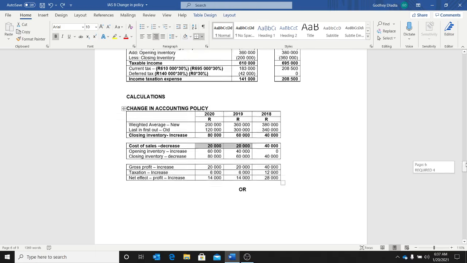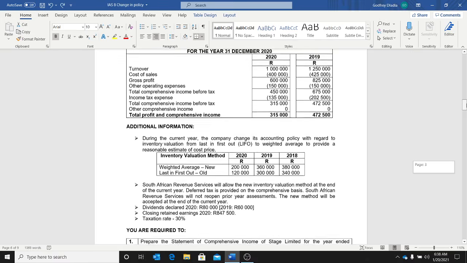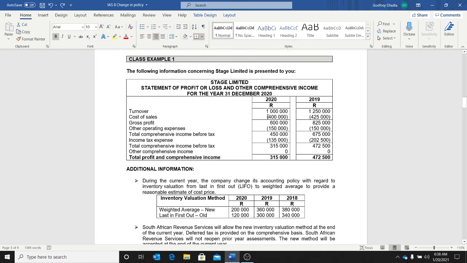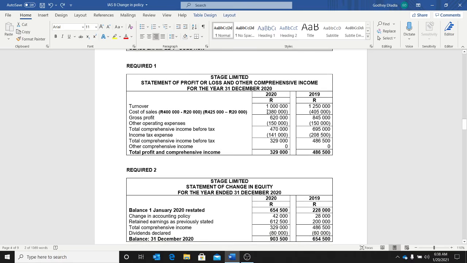Now, logic tells me that if I decrease 400 by 20, it's 380. If I decrease this one by 20, it's 405. Right. Here is 380 and 405. Right.